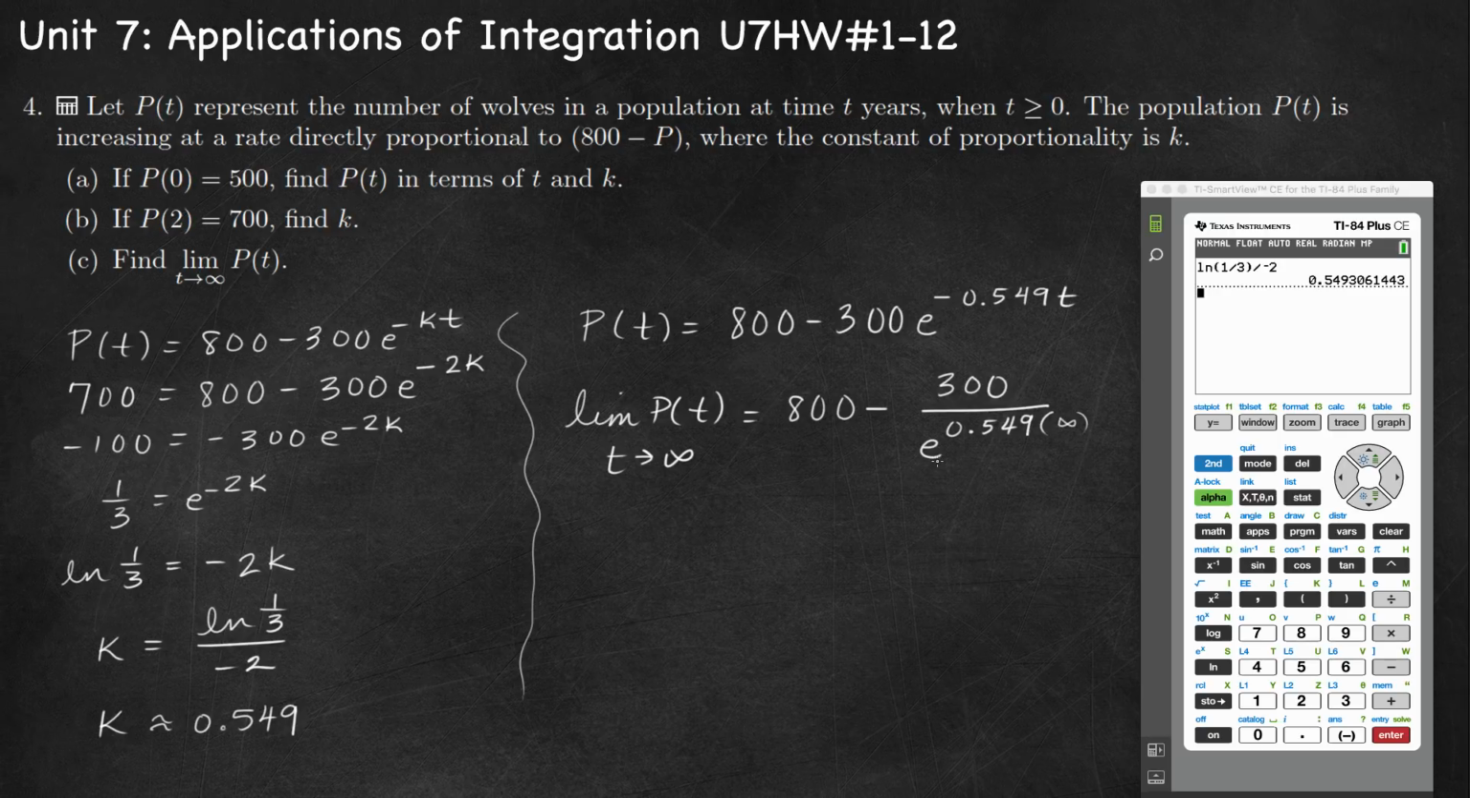So I have e raised to an infinitely large power, which is going to approach infinity. So I have 300 over infinity. Okay, so 800 minus 300 over infinity. 300 over infinity, that's like 300 over a billion, way, way, way more than a billion. But if you were to say that number out loud, it's like 300 billionths. It's a really, really tiny number. It's approaching 0. So then the limit is just 800 minus 0, or 800.